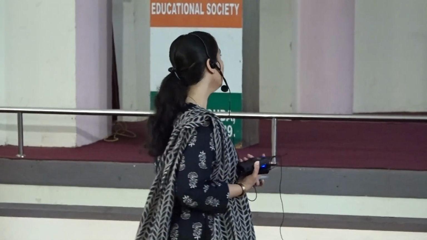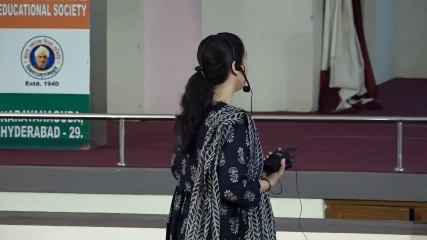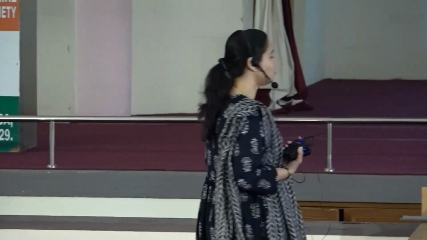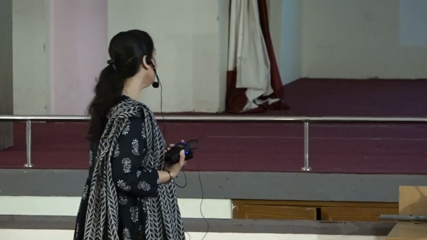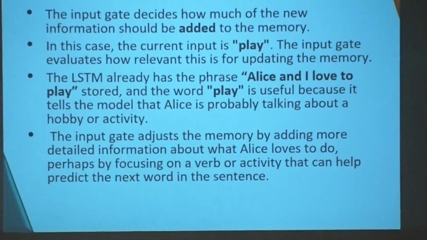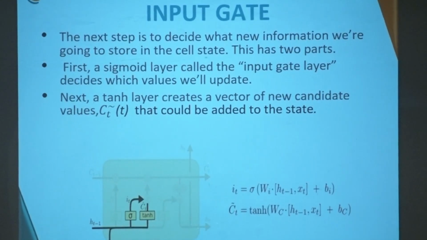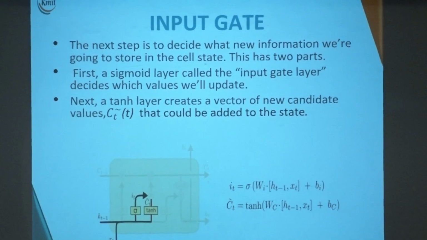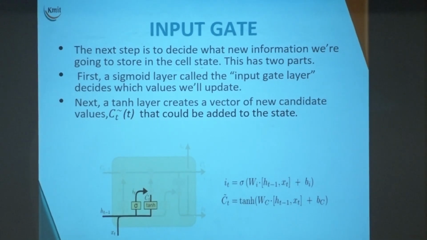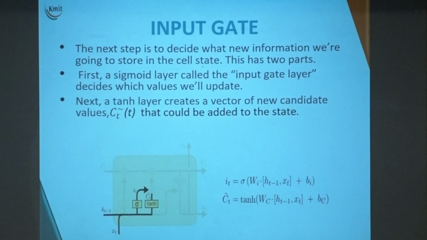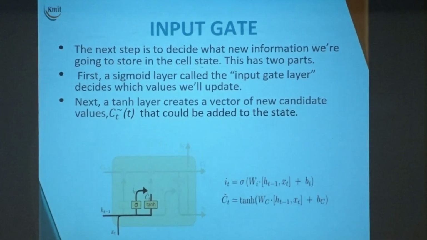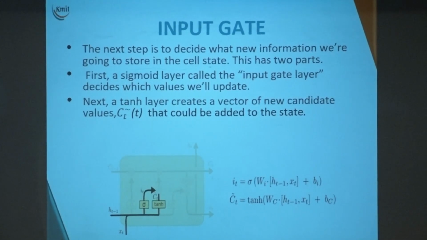So the input gate adjusts the memory by adding more detailed information about what Alice loves to do, perhaps by focusing on the verb or the activity that has been given throughout your data. Now coming to the mathematical part again. In the input gate, the next step is to decide what information is going to get stored. So first, what is going to happen?